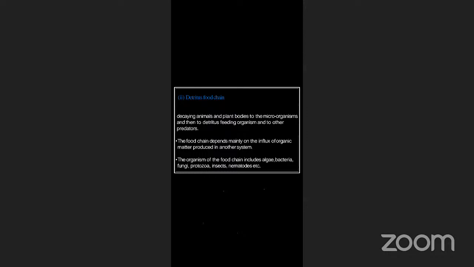So this is mainly depending on the organic matter produced in another system. That means this animal or plant has produced some organic matter, and that is utilized in this food chain. So in this food chain, we see algae, bacteria, fungi, protozoa, insects, nematodes, all these participate in this food chain.